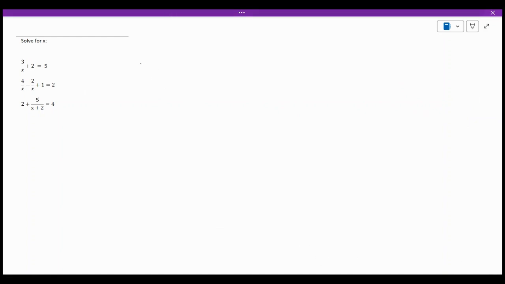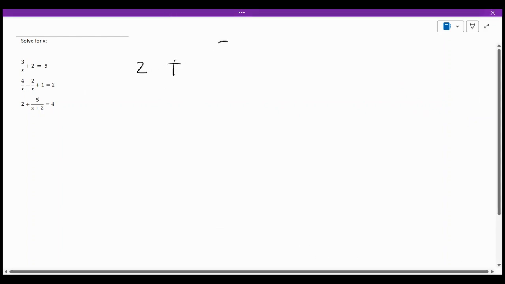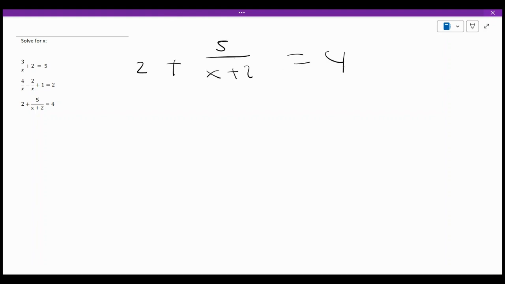Now let's do the final one. 2 plus 5 over x plus 2 equals 4. Now, what do we see that's different? Now, the denominator doesn't only consist of just a variable. There's also a constant. So it's just this one big thing that's underneath, right?